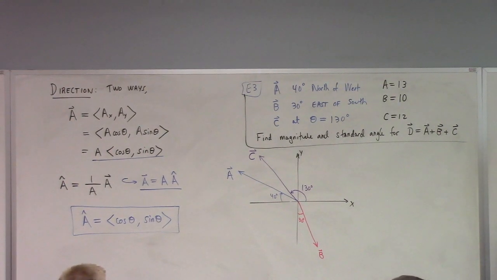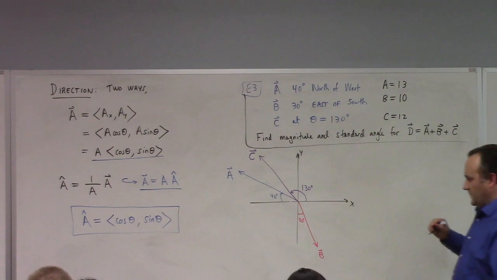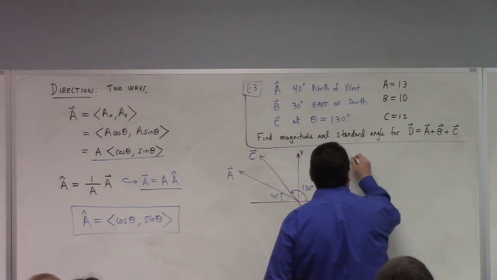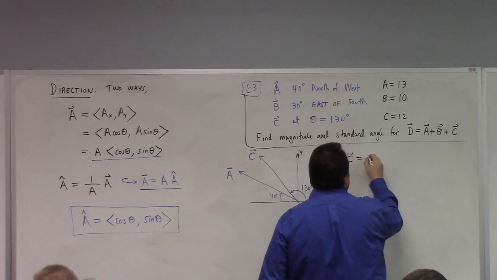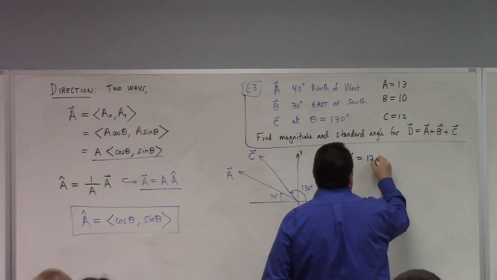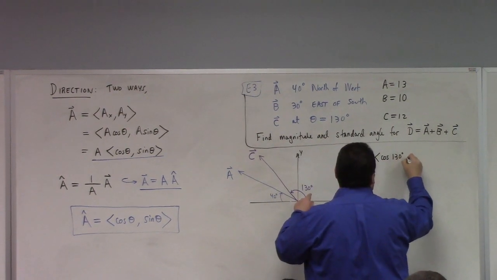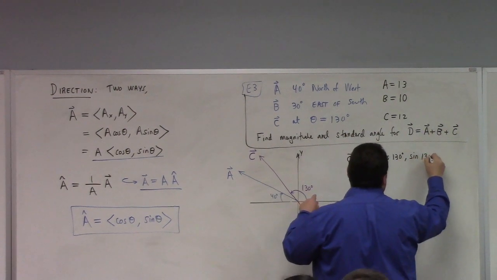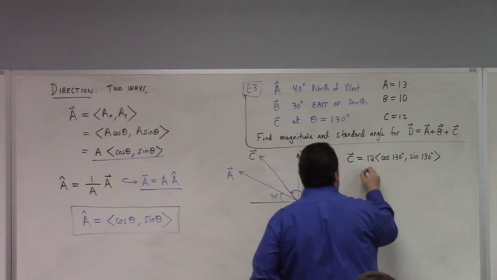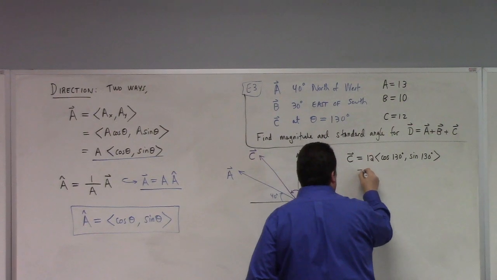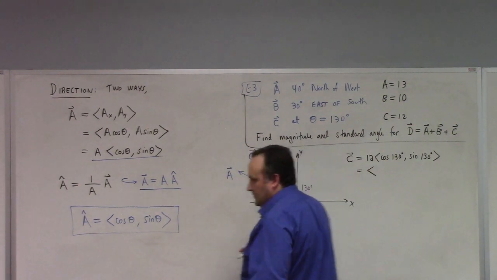Now, how do you do a problem like this? The way to do it is to break each vector into its so-called Cartesian components. So first of all, C is easiest, right? C is equal to 12 times the cosine of 130, and then the sine of 130. All right, so C is equal to, what do we got here?